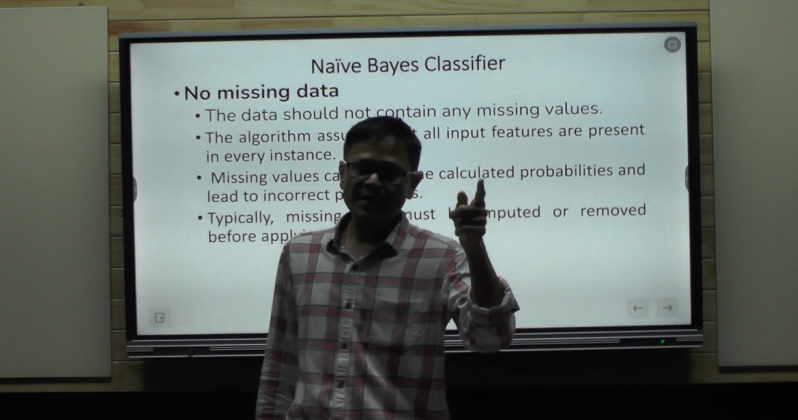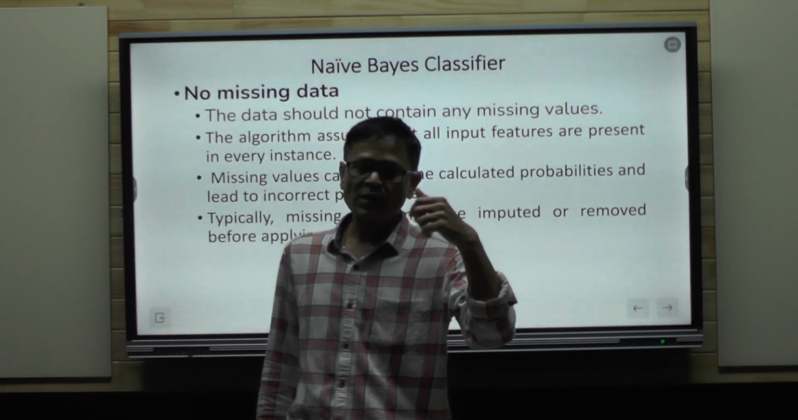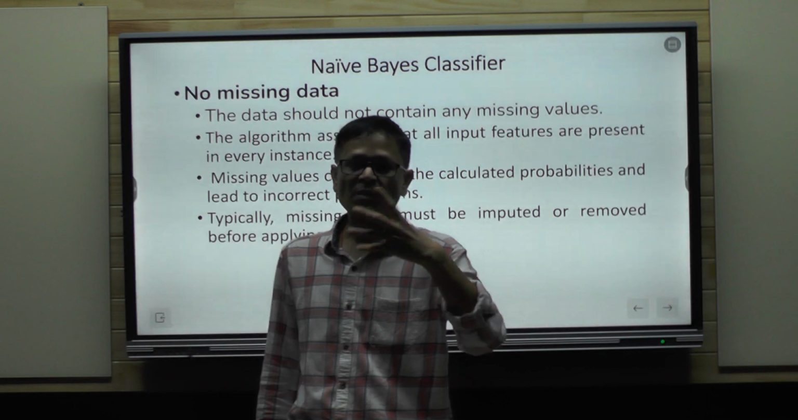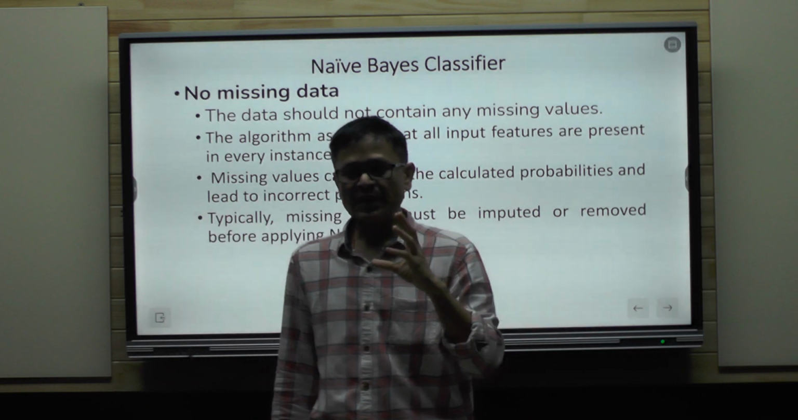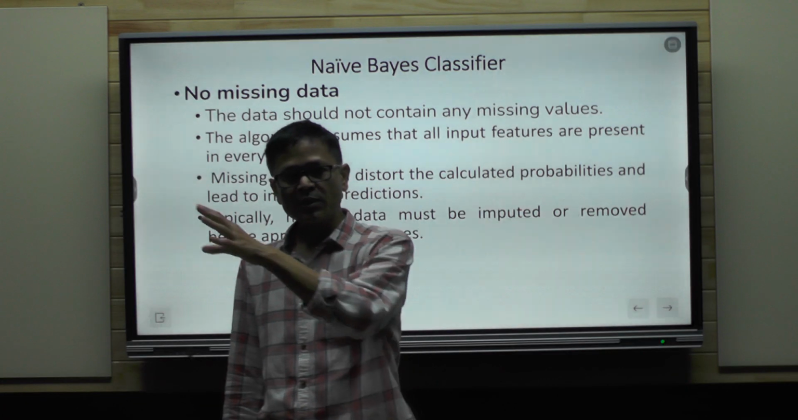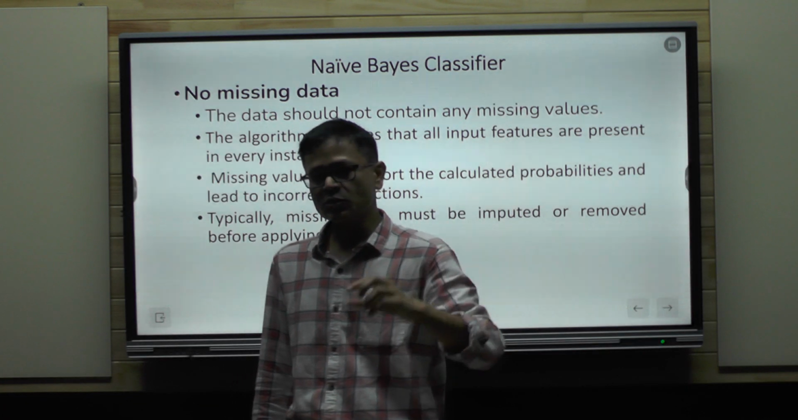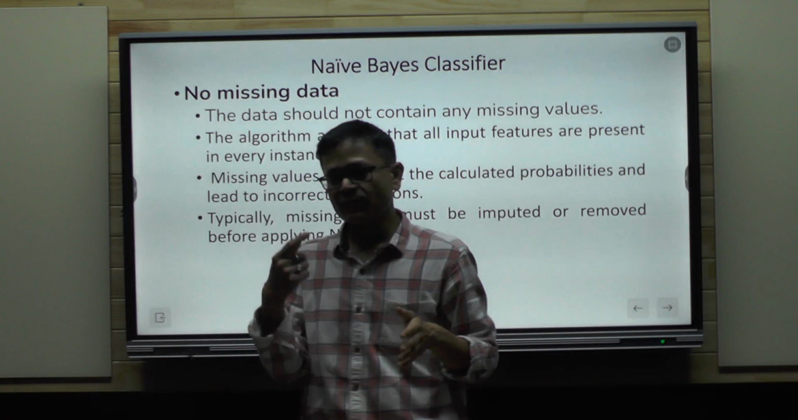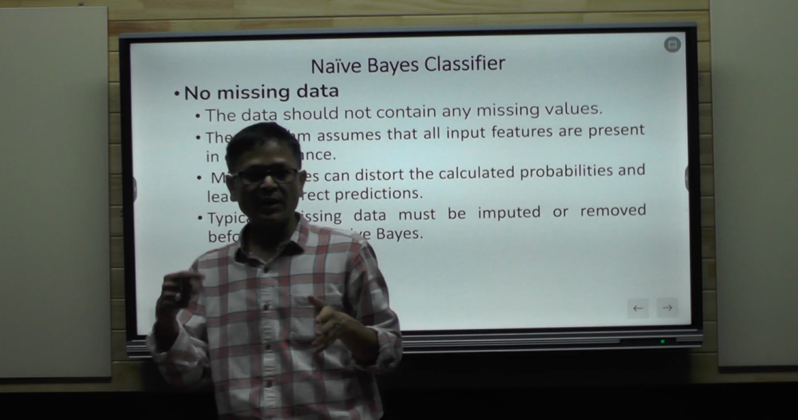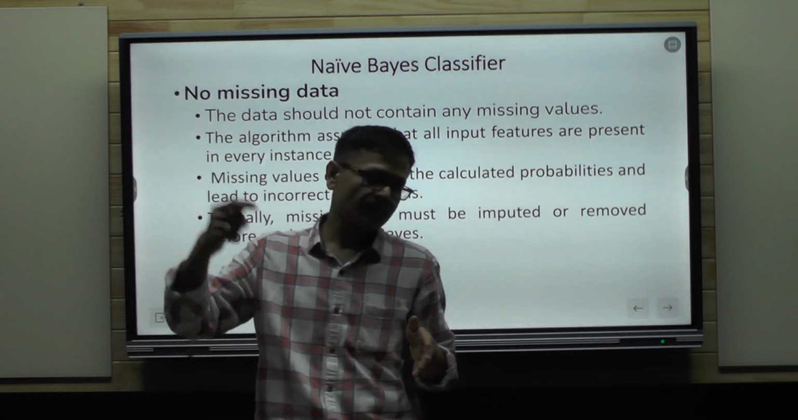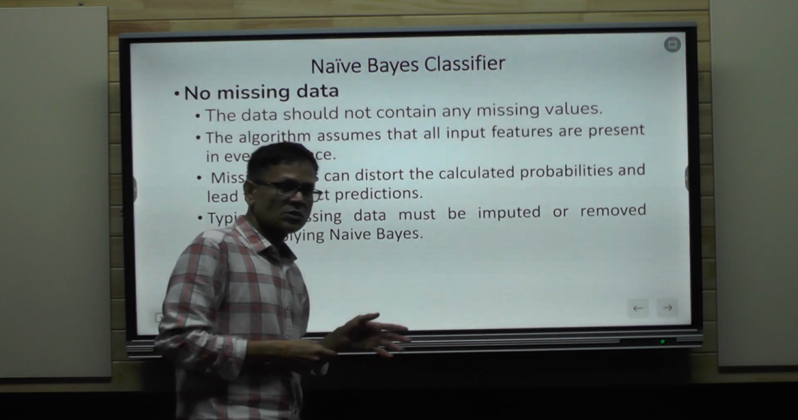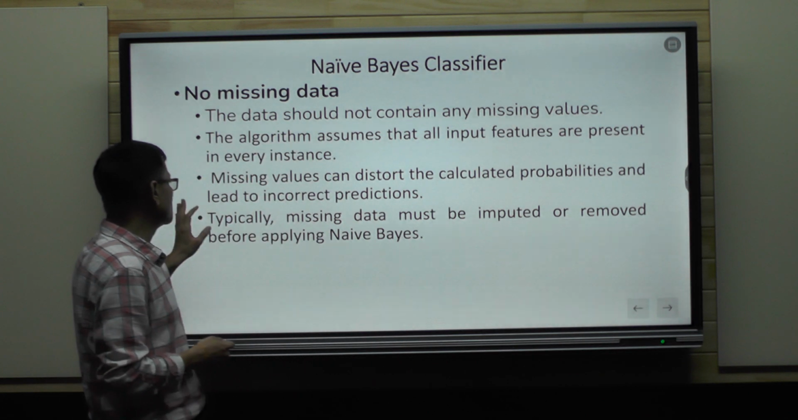Now if that data is missing, what will you assume? 0 or some higher value. If you assume 0, then the entire expression will evaluate to 0, because it is a multiplication of the probability of x1 over y and x2 over y and so on. So that evaluates to 0. So you can't have missing values.